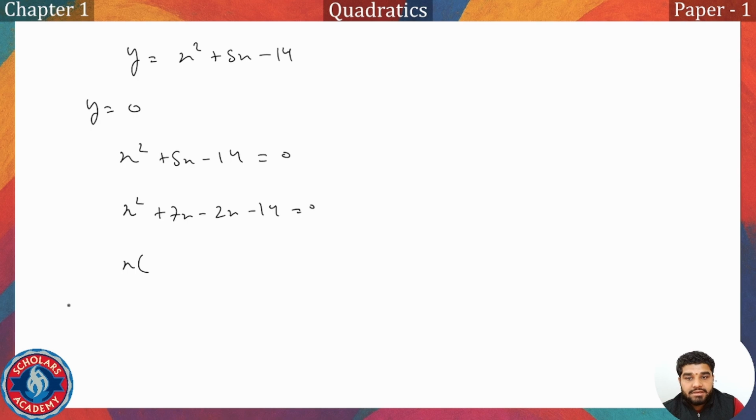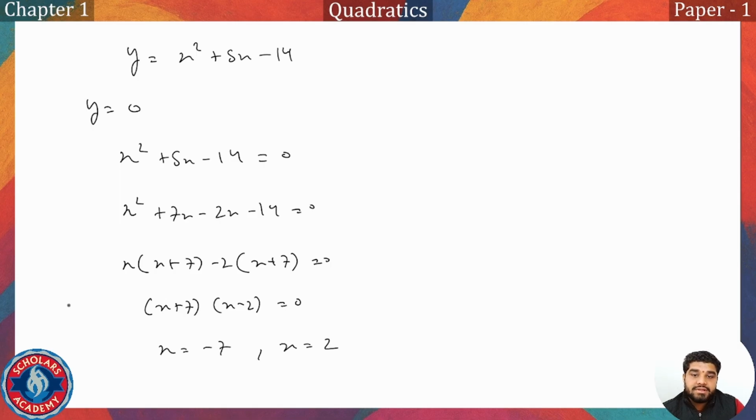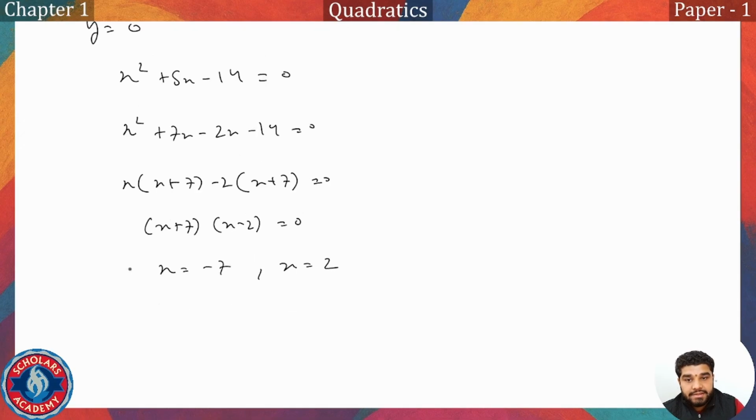We'll take x common, x plus 7, minus 2 common, x plus 7 is equal to 0. So x plus 7, x minus 2 is equal to 0. x is equal to negative 7, x is equal to 2. These are the two values of x. So it means the intersecting points are negative 7 comma 0 and 2 comma 0.